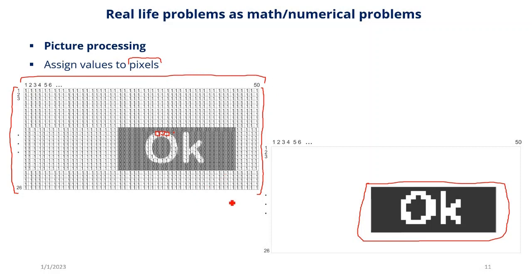So how many pixels were here in the first place? So we have 50 times 26 equal to 1300 pixels. If 1 megapixel is about 1 million pixels, then 1300 pixels is just about 1 kilopixel, which is very poor. Where we have a poor quality OK here on the side.